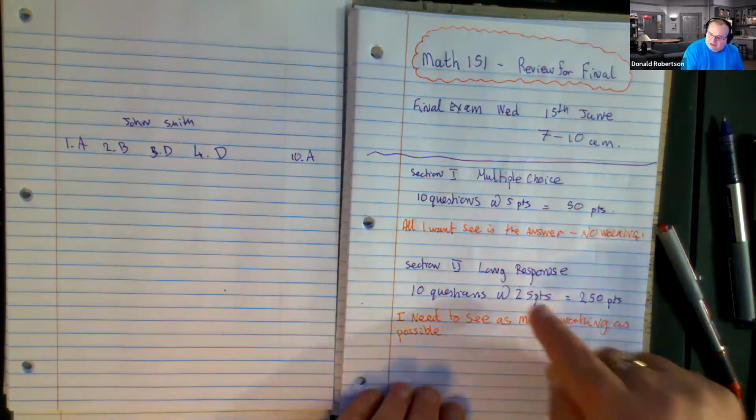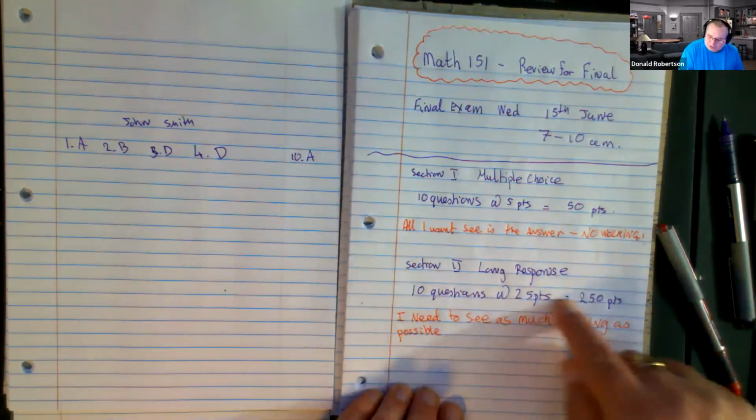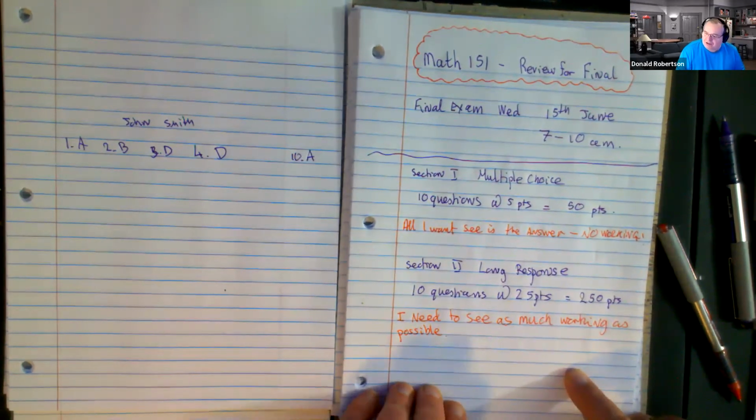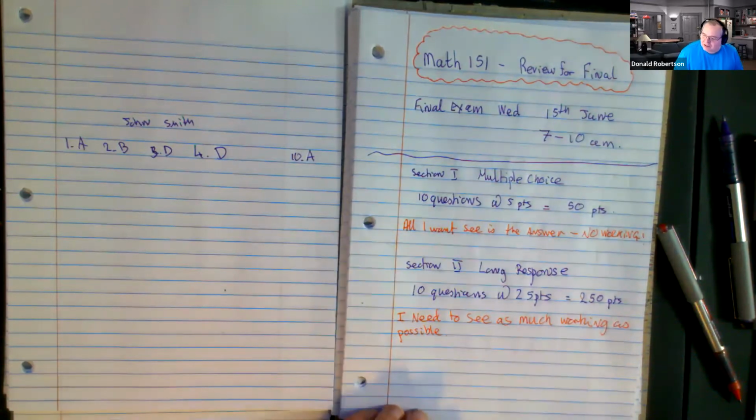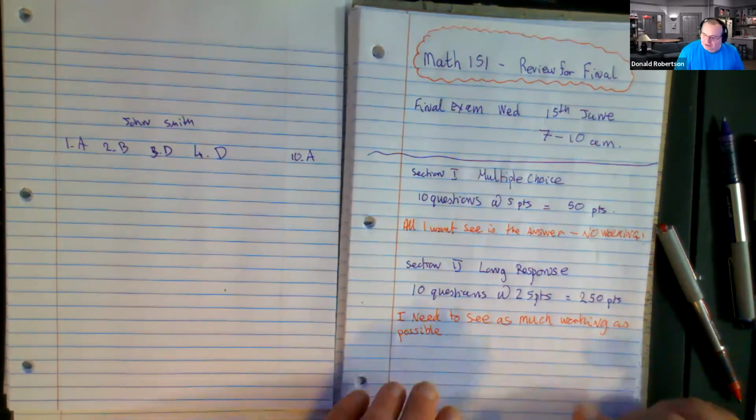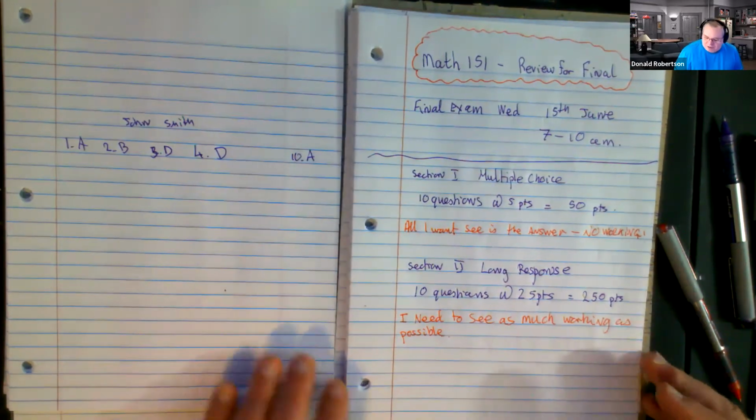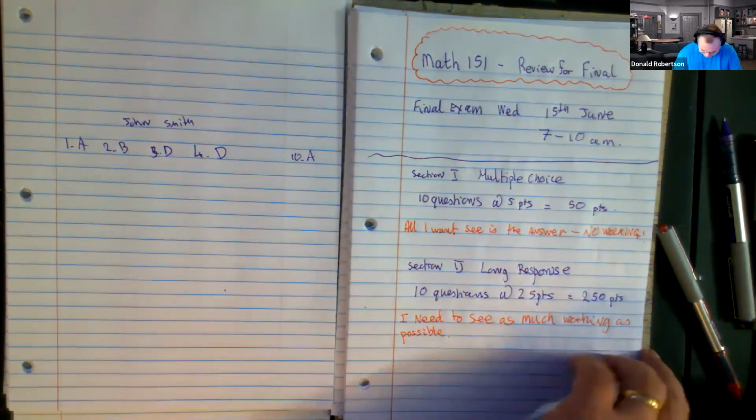If all I see is like a line, maybe a bit of working, and then what you thought was the answer, because it was so easy, you did most of it in your head. But God, Murphy's Law, you screwed up and it's not the right answer. I have nothing to work with. So show me as much working as possible.